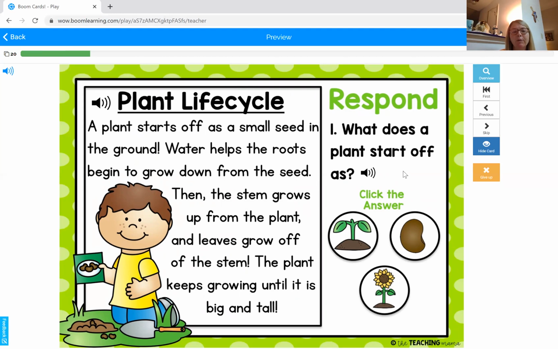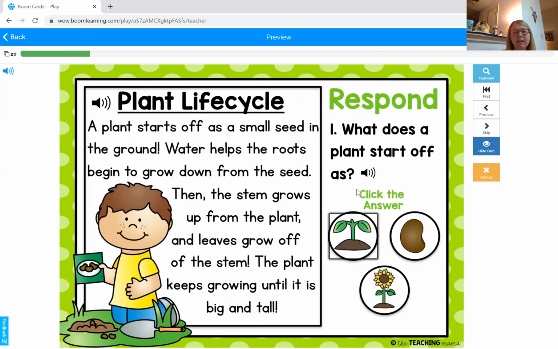All right, so I'm going to read this a few times, and then I have a question after each time, so pay close attention. A plant starts off as a small seed in the ground. Water helps the roots begin to grow down from the seed. Then the stem grows up from the plant and leaves grow off the stem. The plant keeps growing until it is big and tall.